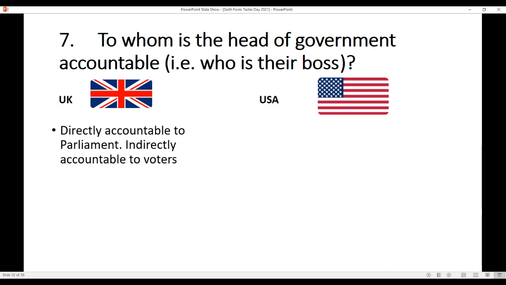Theoretically, Parliament can also dismiss a government. Of course, governments tend to have a majority in Parliament, so it's quite difficult to do that, but it is possible. Okay, indirectly accountable to voters.